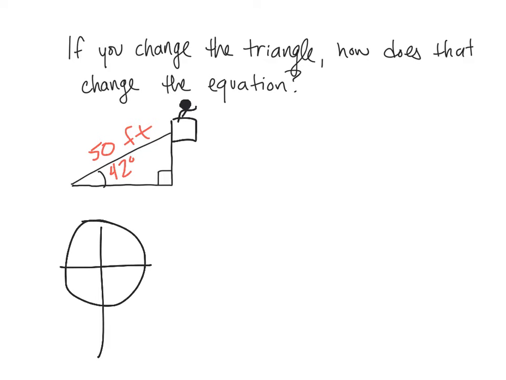Let's say this is part of a Ferris wheel, and the Ferris wheel is, we'll say 25 feet off. No, let's not say 25 feet. Let's say 22 feet off the ground. So how does that change the equation?